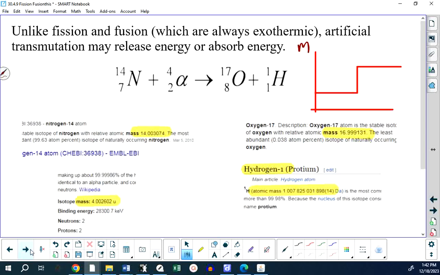So that's my presentation on fission, fusion, and artificial transmutation. Any questions at all? Yeah. Can you use fission on something that's not radioactive?